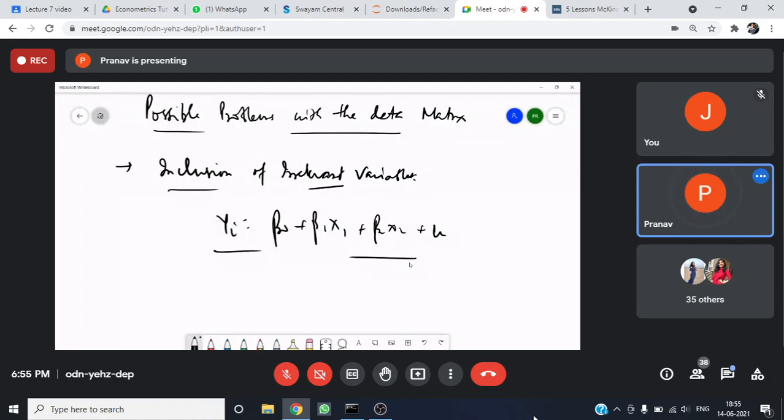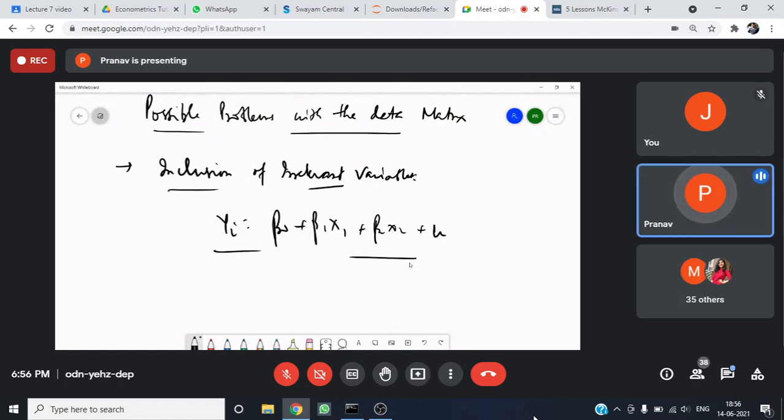But again, mostly inclusion of an irrelevant variable is not that much of a concern. Most often the researcher carrying out the research, after reading sufficient theory behind the model, does not encounter such problems. That is, they do not include irrelevant variables, and that's why this problem does not get that much attention, because it is not that serious in nature.